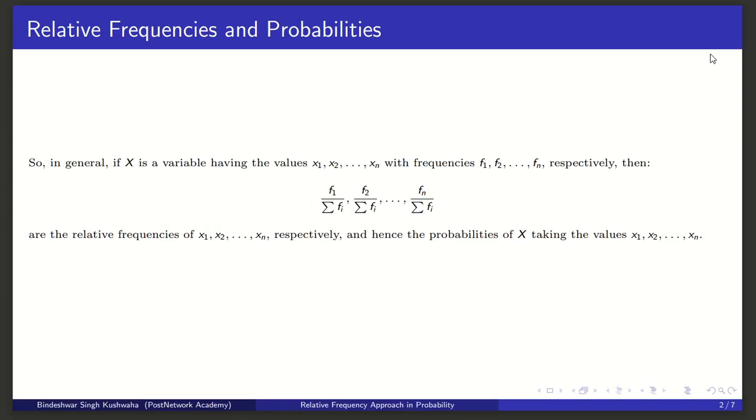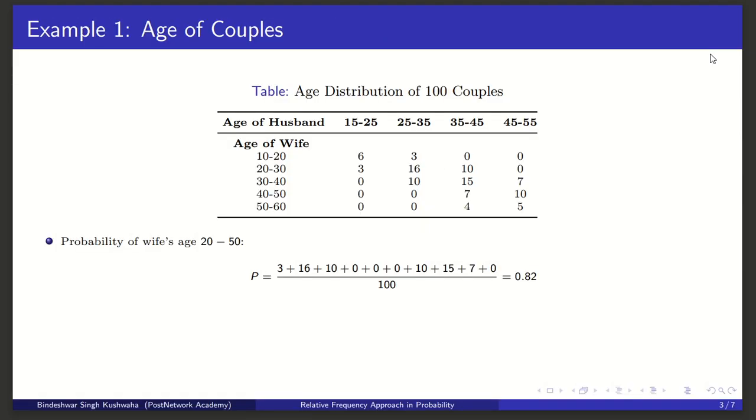So in general, if x is a variable having the values x1, x2, till xn with frequencies f1, f2, f3 till fn, then f1 upon the summation of all frequencies, f2 upon the summation of all frequencies, till fn upon the summation of all frequencies are the relative frequencies of x1, x2 till xn, and hence the probabilities of x taking the values x1, x2 till xn. Now you will understand using some examples.